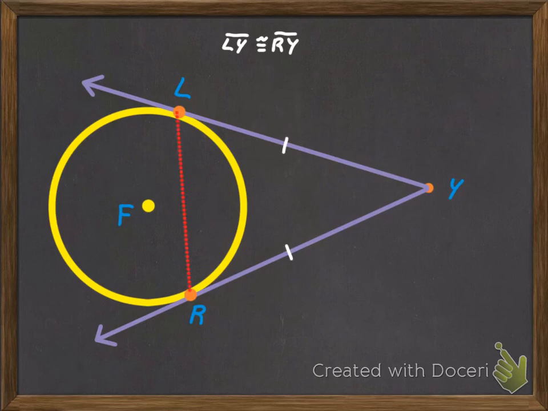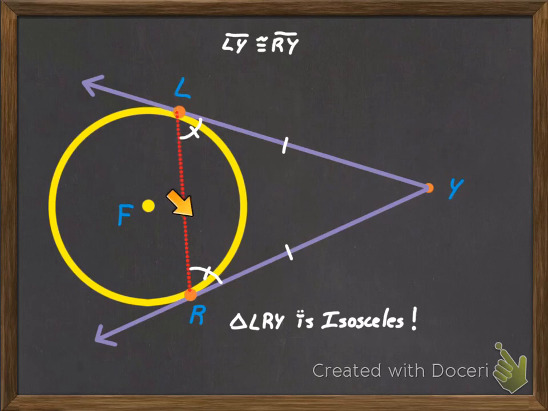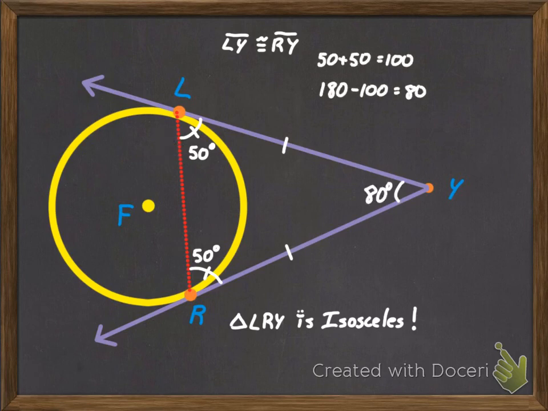Because all of a sudden we have a triangle here, LRY, or LYR, and that triangle, LRY, is isosceles. So we know the base angles are congruent. So let's assign a number here, 50 degrees. I like nice, easy, round numbers. So that would mean this angle here is 50 degrees. So if I have 50 and 50, angle Y must be 80 degrees.